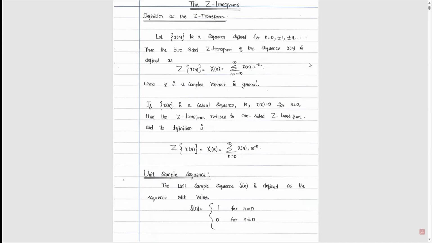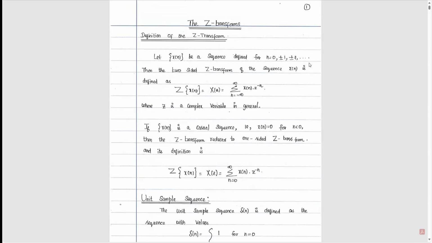Shall I explain here on this PDF? Whenever you need, we will do it on the whiteboard. Is that okay with you? Okay, ma'am, no problem.